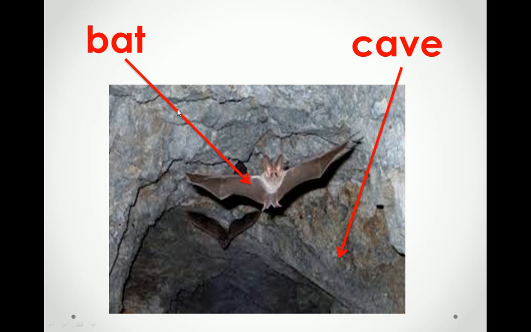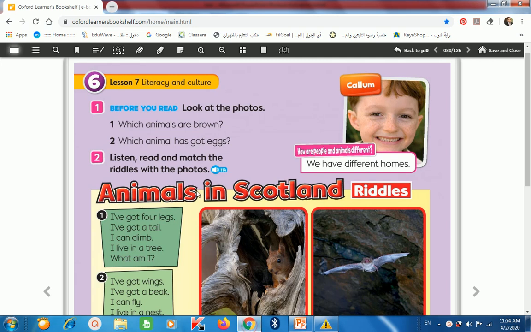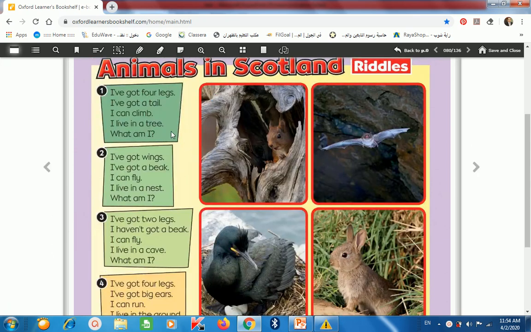So as you can see, we have different homes, okay? Now let's go to our class book and answer this riddle. Are you ready? Listen carefully and tell me which animal. Is it the squirrel? Is it the bat, or the bird, or the rabbit? I'm gonna read number one and tell me which animal it is, okay?